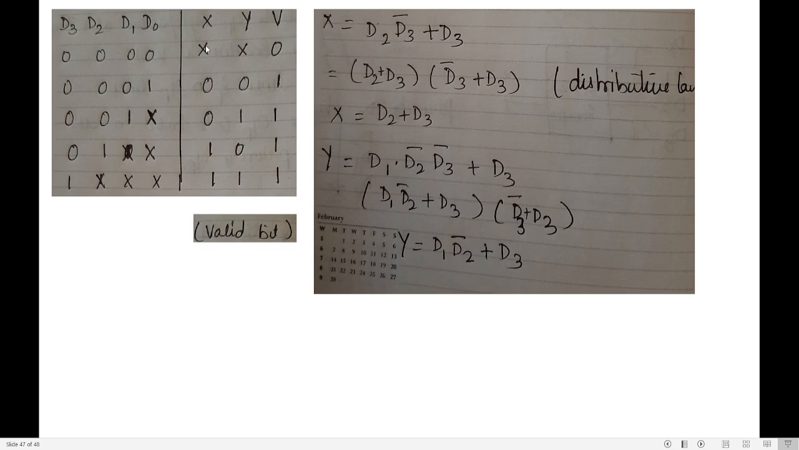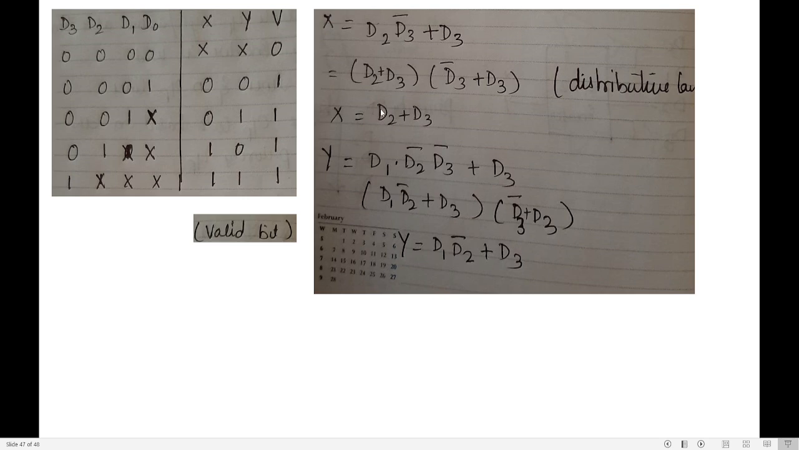So shall I repeat? X variable is high for these two positions. Go to the first position and see its corresponding inputs, D2 and D3 bar, plus, see this corresponding input position, D3. Apply distributive law. Take this as a term, this as a term: D2 plus D3, D3 plus D3, D2 plus D3, D3 bar plus D3. Okay, you know A bar plus A is nothing but 1. So my X is D2 plus D3.